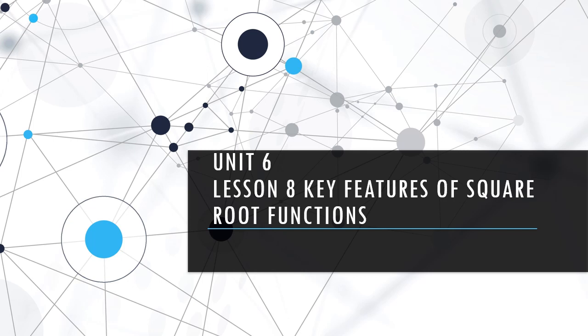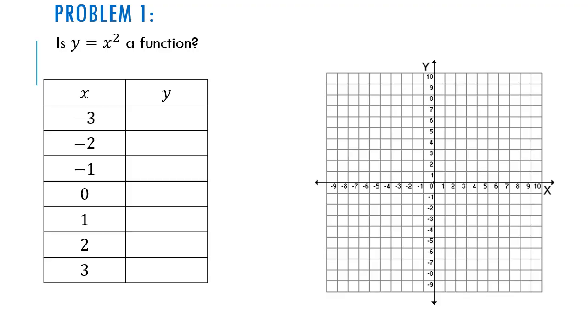All right, so we're going to look at key features of square root functions. It says, is y equals x squared a function? To figure out if it is or isn't, we first need to build the table to look at that. So I'm going to take the -3 and plug it into x. So I have y equals -3 being squared, that gives me 9. I do the same thing for the -2 and so on.